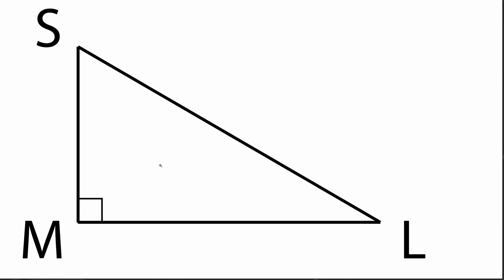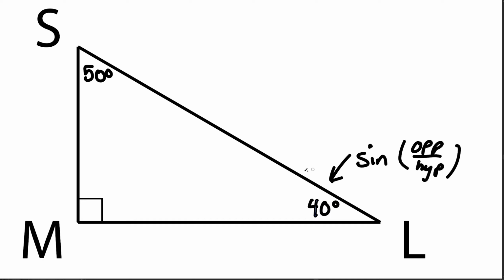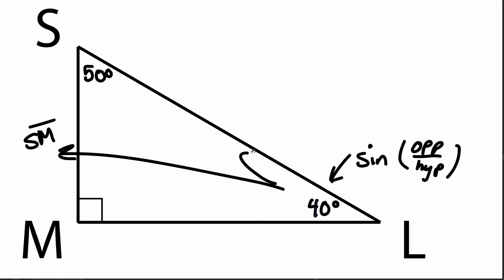So if we have this triangle right here, and we say that this angle is going to be 40 degrees, and this angle is going to be 50 degrees. If we take the sine of this angle, that's going to be opposite over hypotenuse. And the opposite side is going to be SM, and the hypotenuse is going to be the side SL.